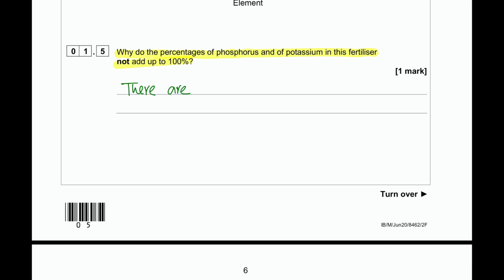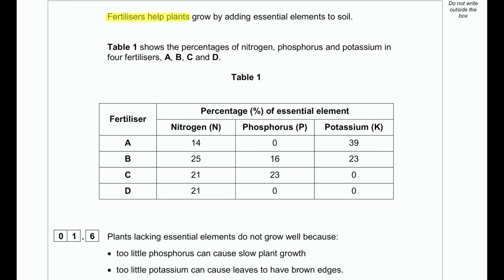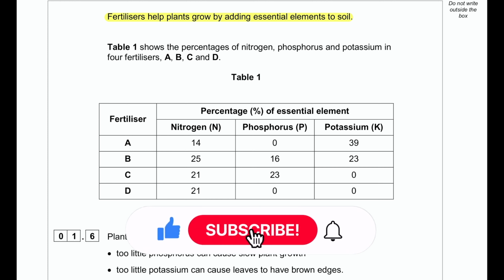Why do the percentages of phosphorus and of potassium in this fertilizer not add up to 100%? Because the remainder of the fertilizer could be nitrogen. So there are other elements in the fertilizer besides phosphorus and potassium, and obviously there is nitrogen in the fertilizer since it is an NPK fertilizer. Fertilizers help plants grow by adding essential elements to soil.